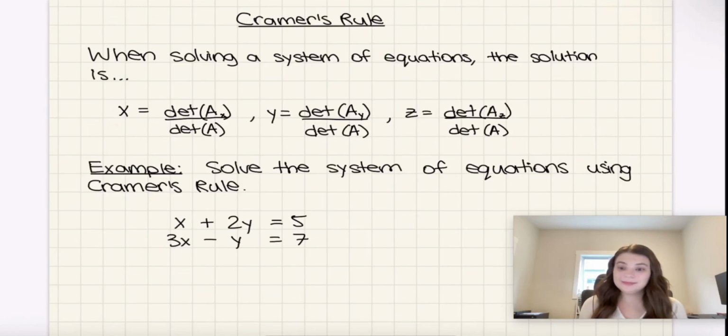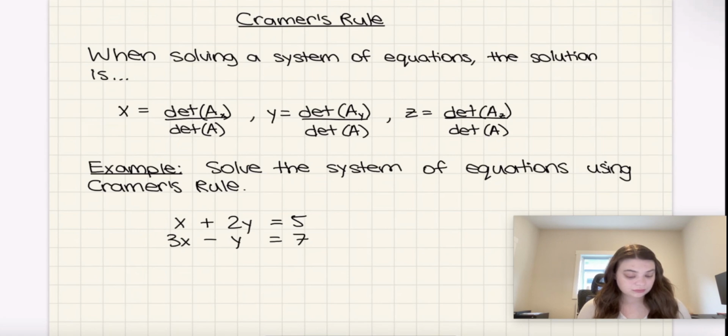Welcome back, everyone. Today we are going to be using Cramer's rule in order to solve the following system of equations. So it says here, when solving a system of equations, the solution is that x equals determinant Ax over determinant A, y is equal to determinant Ay over determinant A, and z is equal to determinant Az over determinant A.